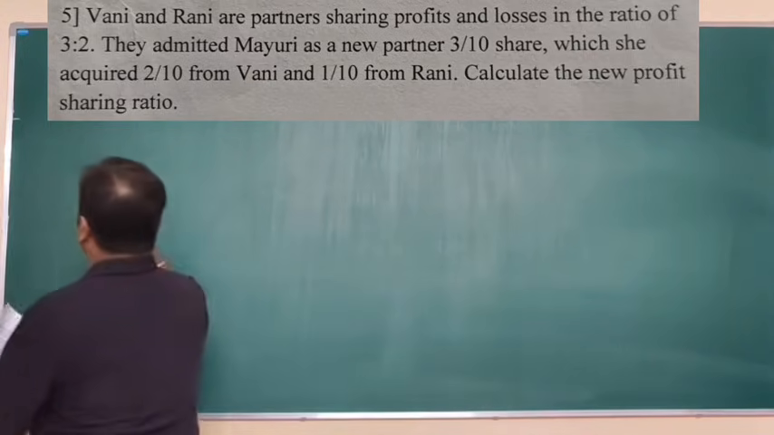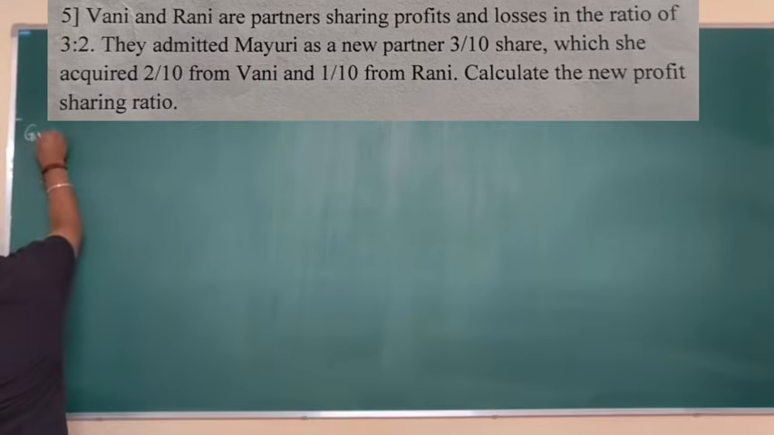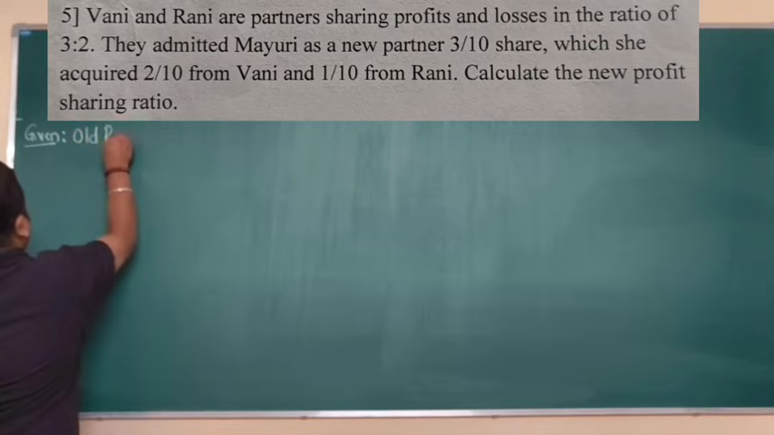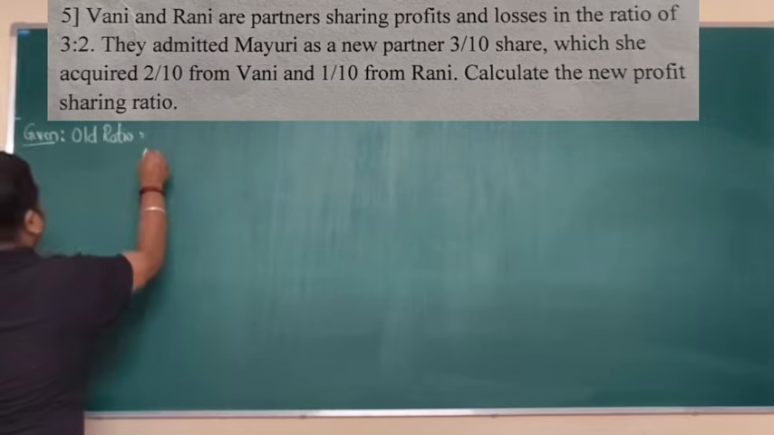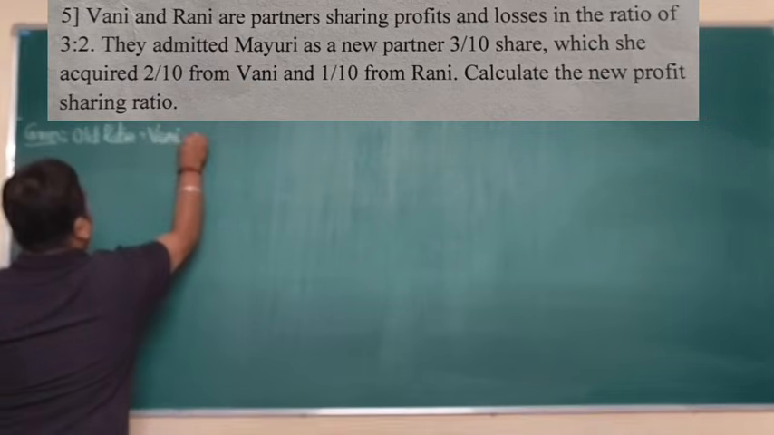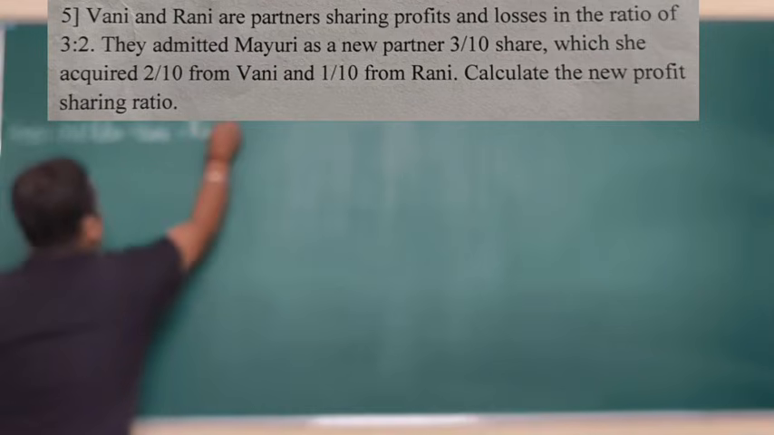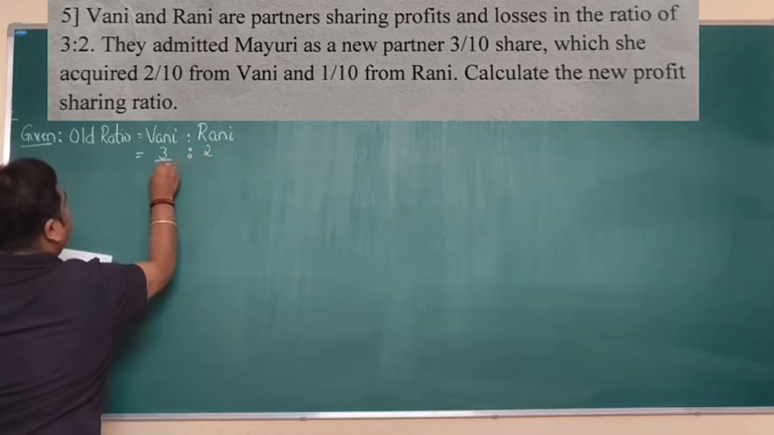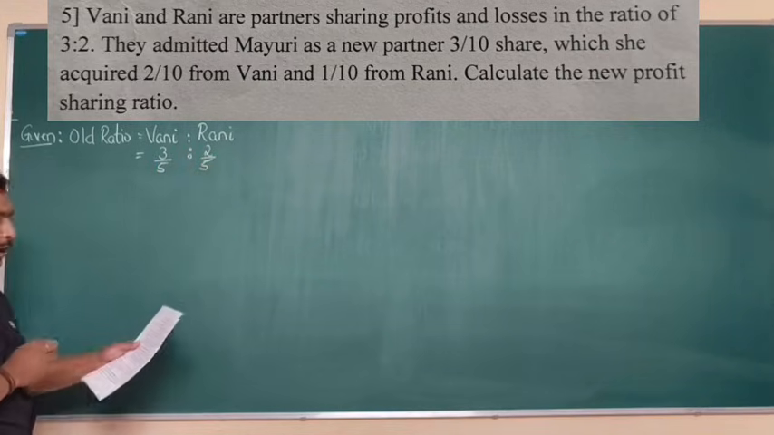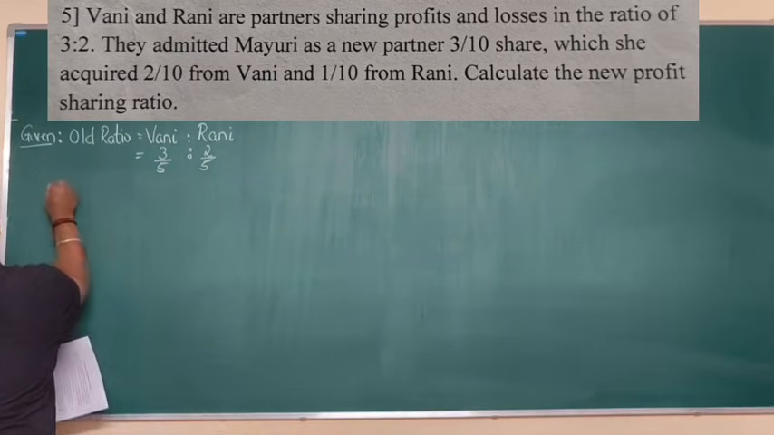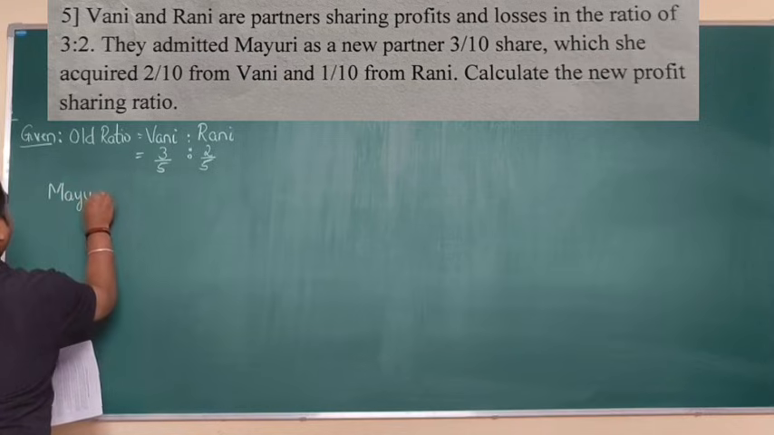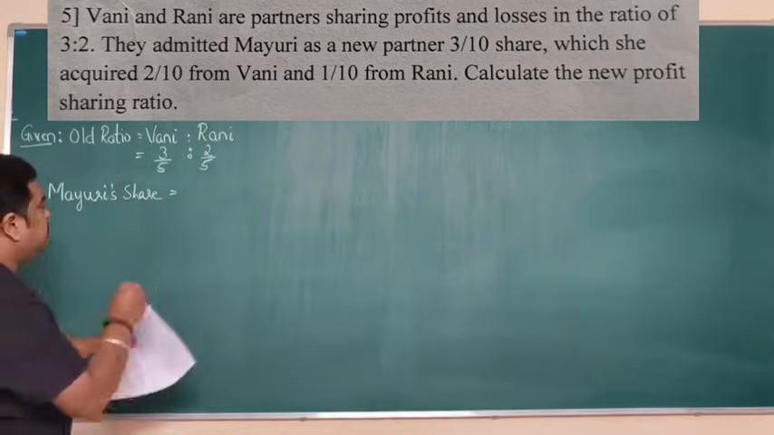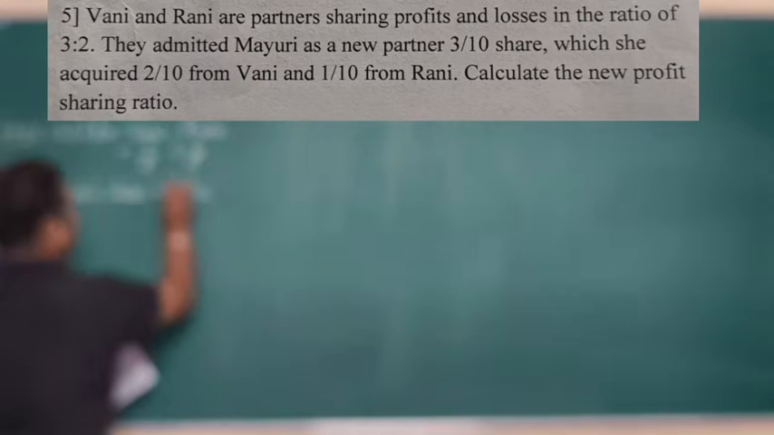So what is given to us in this question here? First let us write the given, so that you get an idea of how it is to be solved. First, old ratio is equal to Vani is to Rani. What is their share? 3:2. That is 3 by 5 and 2 by 5. New partner Mayuri's share. What is Mayuri's share? 3 by 10.